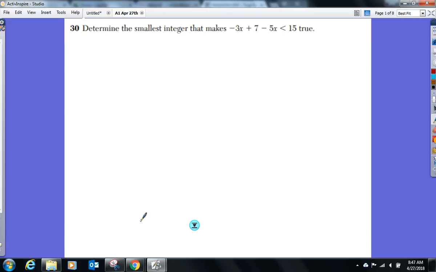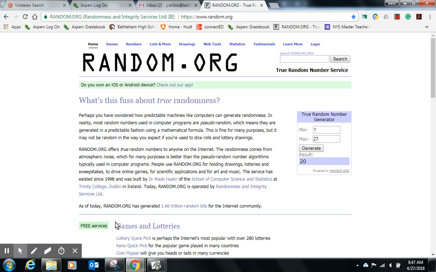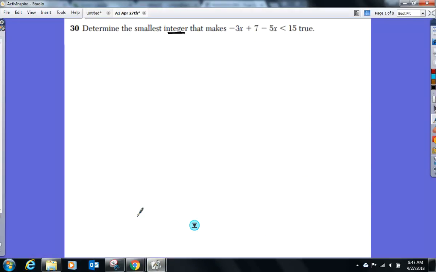Do you guys know what it means by integer? Positive or negative, whole number, and zeros included too. All right, so no decimal here, positive or negative, whole number makes that true. All right, I'm going to leave this up to you guys here. What do you want to do first?